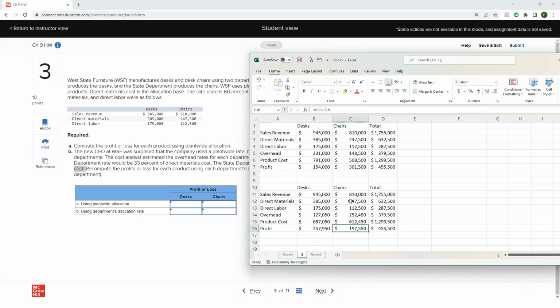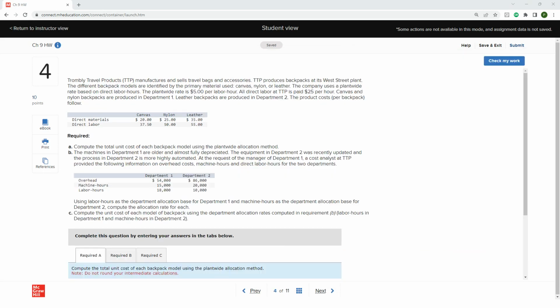So it's a pretty simple problem to figure out once you set up your Excel spreadsheets. Question 4. This question is a little bit tricky, so I'm going to start it off for you, but once we do the first part, then I'll let you do the rest on your own.